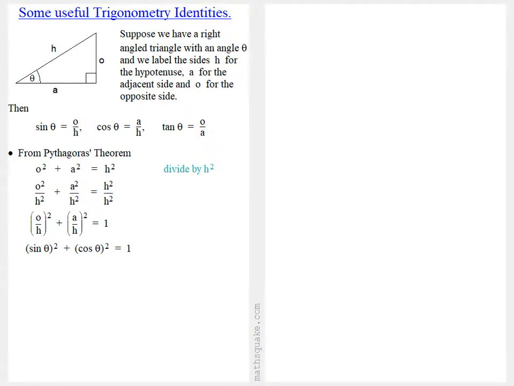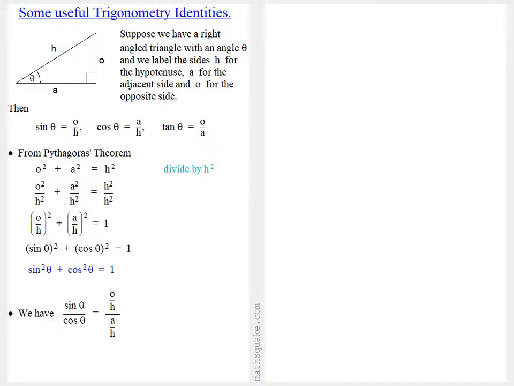So we've got O over H squared is the sine of the angle theta squared, A over H all squared is the cosine of the angle all squared, and that's equal to 1. And we can write that for short, sine squared theta plus cos squared theta equals 1. Now that's the first of our identities.